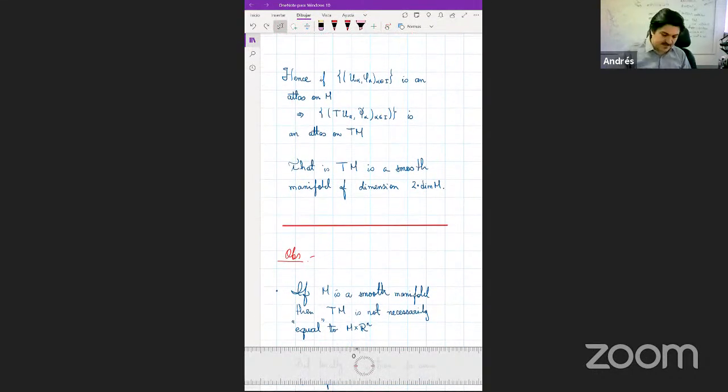I don't know if all of this, maybe you are saying that Tm looks like this. In some cases it does, in some cases it doesn't. Okay, and here by equal, I meant diffeomorphic to it. Later, I will give you some manifolds for which the tangent bundle looks exactly like this.